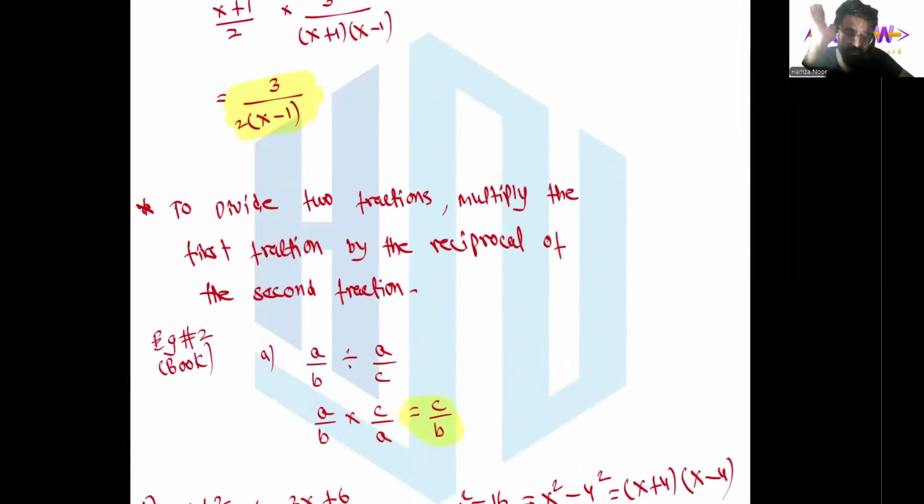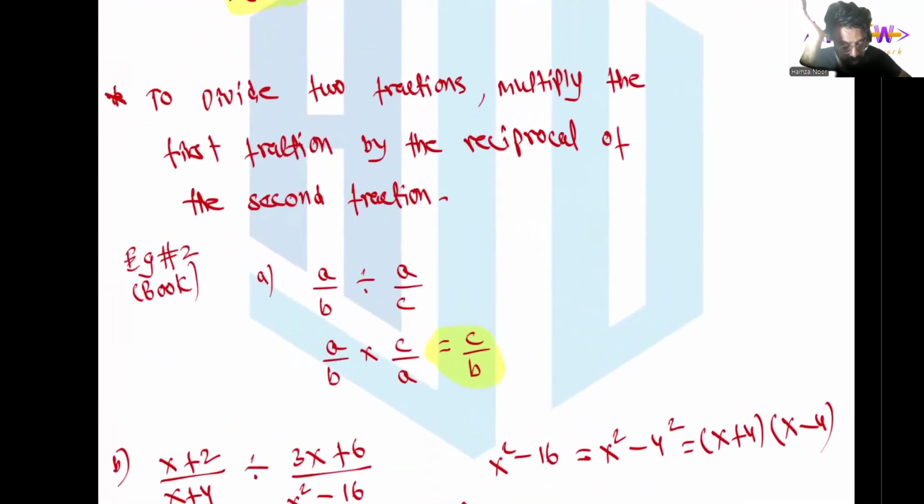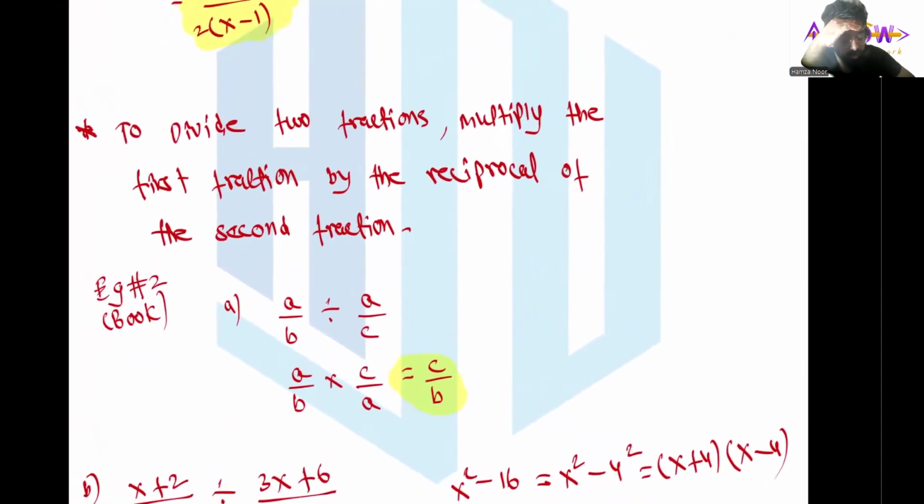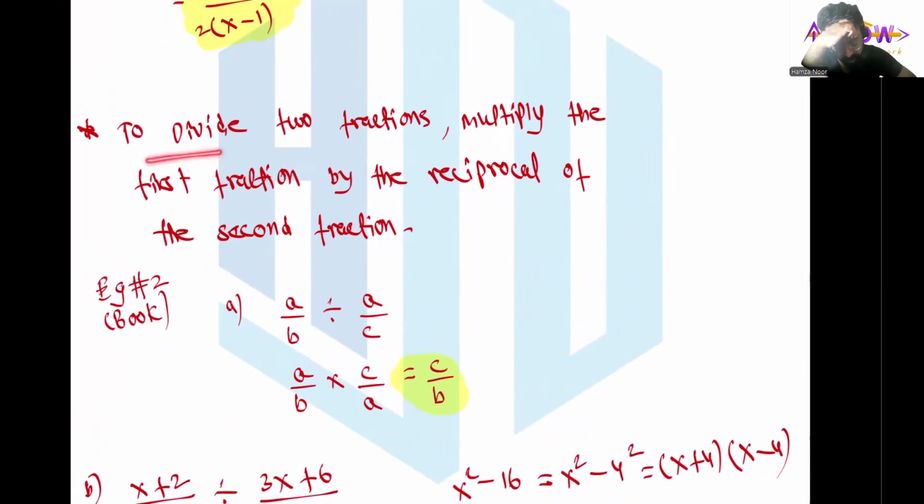So first of all, we have talked about the multiplication of fractions. Now we are going to talk about division. The key point is: to divide two fractions, multiply the first fraction by the reciprocal of the second fraction. All right, so we have a book example. Part A is, let's say, a/b divided by a/c.